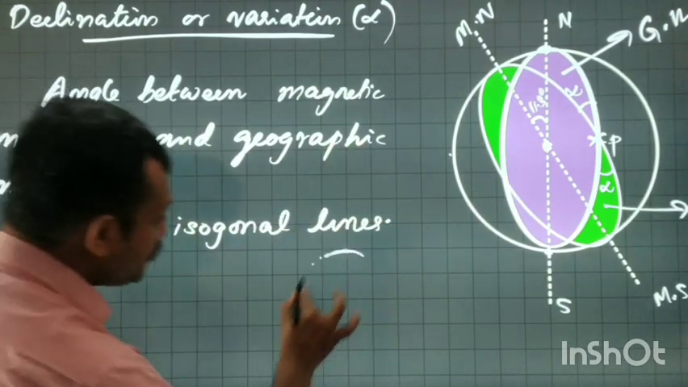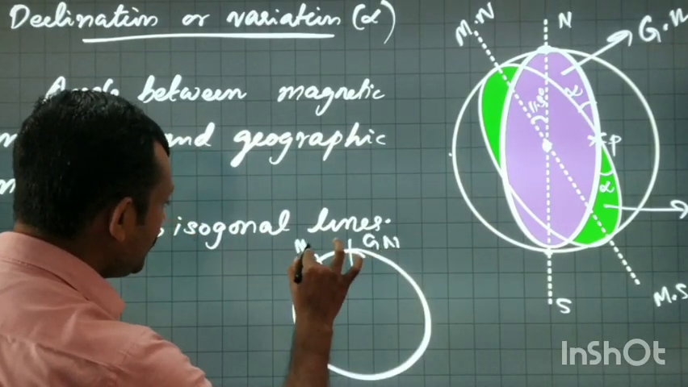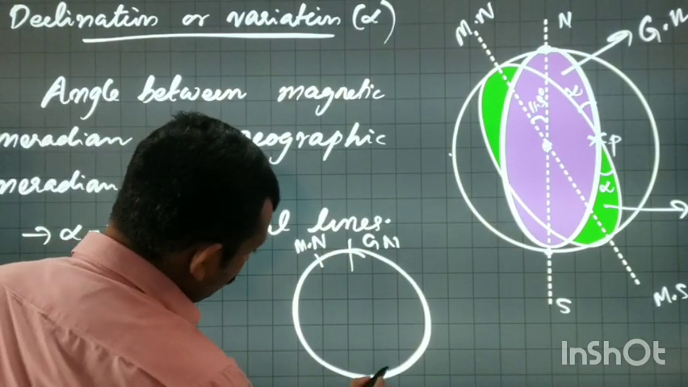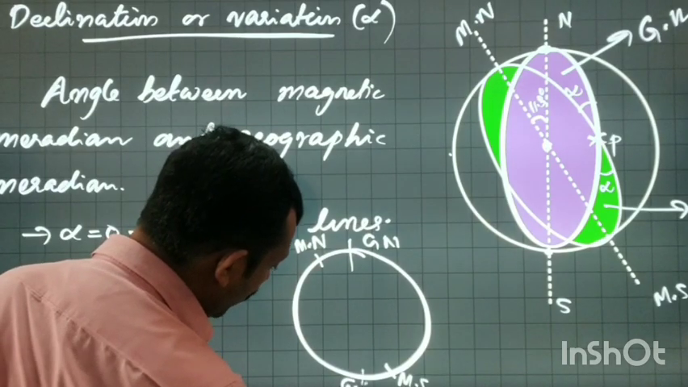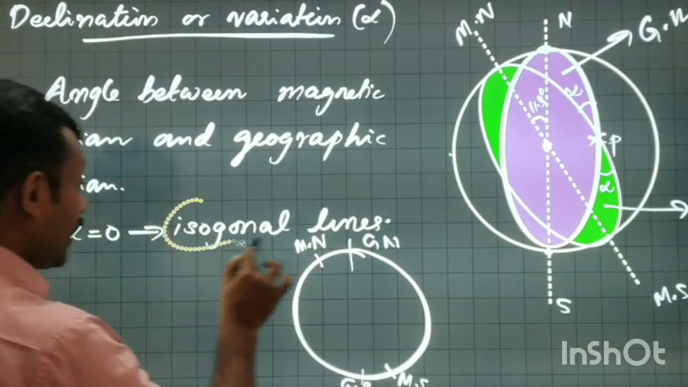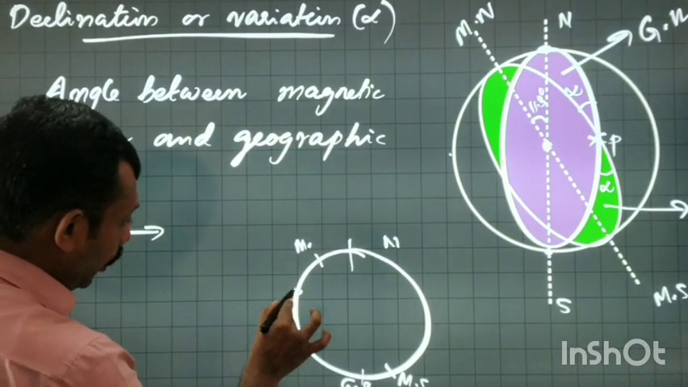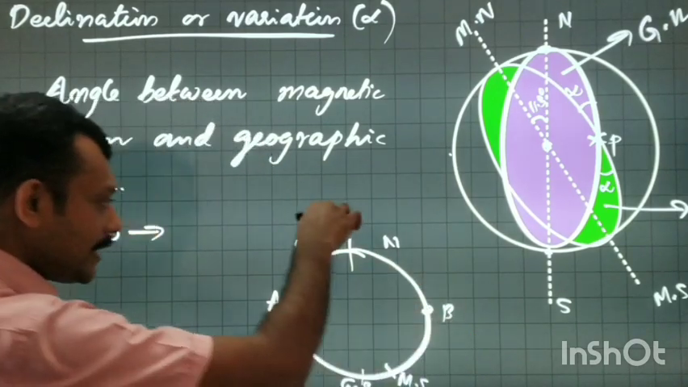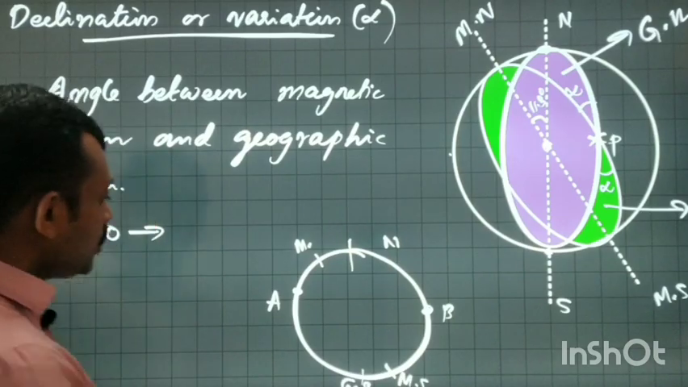Now for example, I will show you, this is geographic north, this is magnetic north. So this is magnetic south, this is geographic south. Okay, one more thing I will say. What is isogonal line? I didn't say properly. Now if I take a point A here, if I take a point B here, now we can see that this is nothing but magnetic meridian, this is nothing but geographic meridian for both of them.